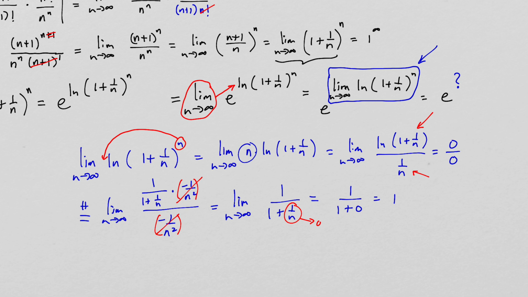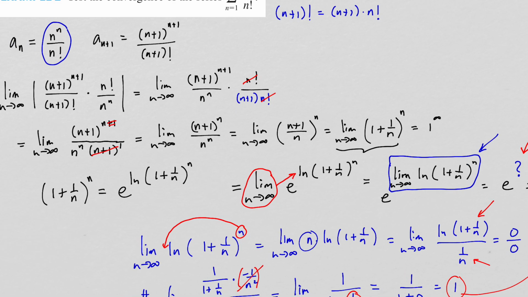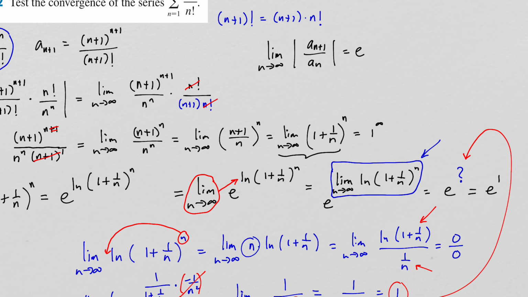Okay, but the limit isn't 1. Remember, we took the natural log, but we also had e to that power. So whatever we get for our limit here has to come back in and be substituted. And so our final result here is the limit is equal to e to the 1, and of course, e to the 1 is e. So what that means is that the limit of our ratio of the two terms is equal to e. And e is bigger than 1, therefore this series is divergent according to the ratio test.